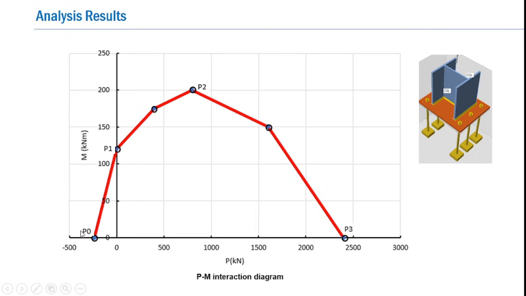For example, P0, a point on the x-axis, corresponds to pure tension, and P1 is a point on the y-axis that corresponds to the pure bending moment applied, and P2 is a case wherein the column base plate is subjected to a critical combination of both P and M, and finally P3 is another point on the x-axis that corresponds to a pure compression case. Now let me take you to the analysis details corresponding to these points P0, P1, P2 and P3.